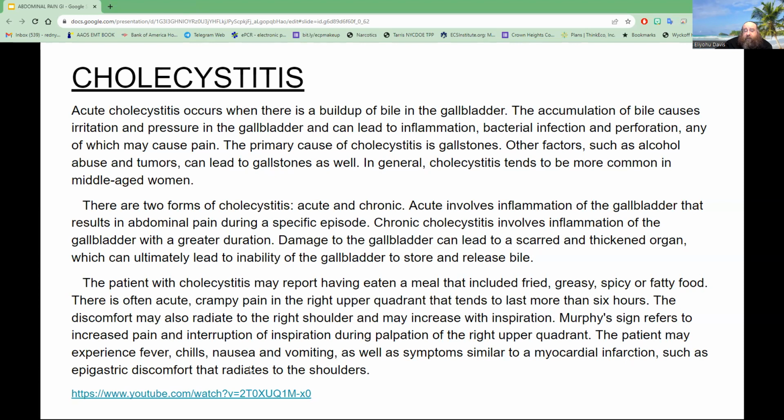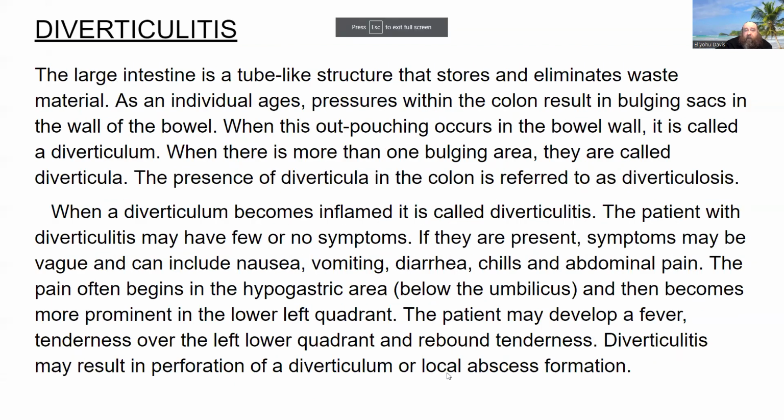Patient may experience fever, chills, nausea, vomiting, right? Usual. Similar symptoms to an MI, such as epigastric discomfort, radiates to the shoulders. Again, there's something about the gallbladder with the shoulders.